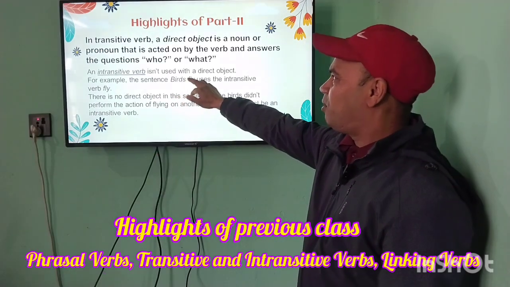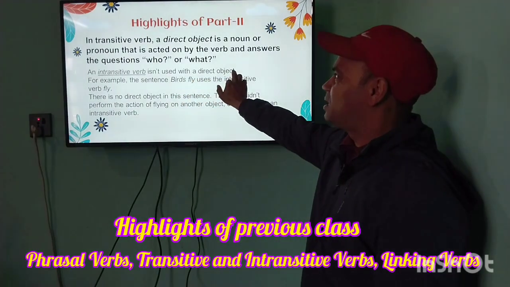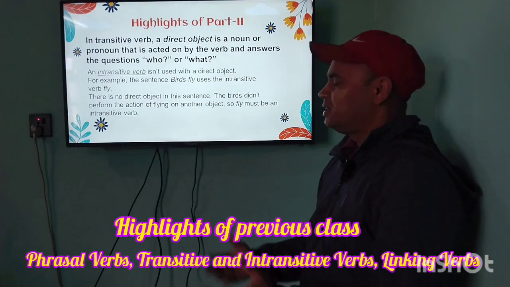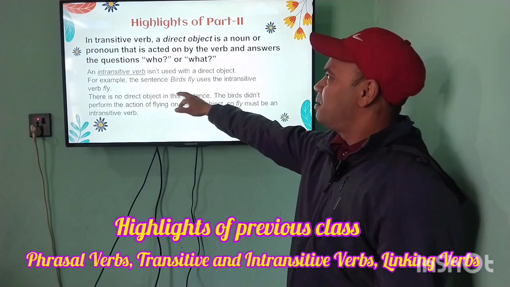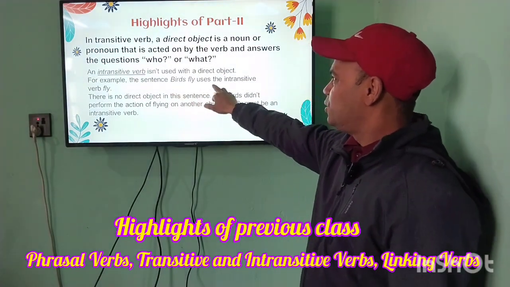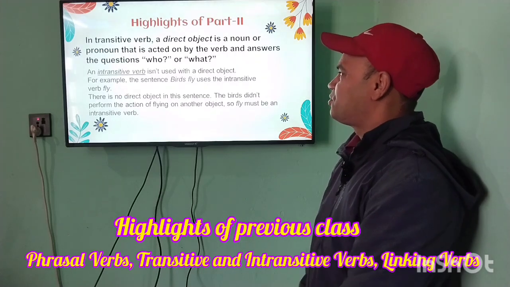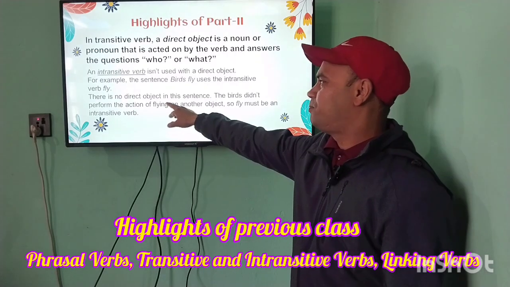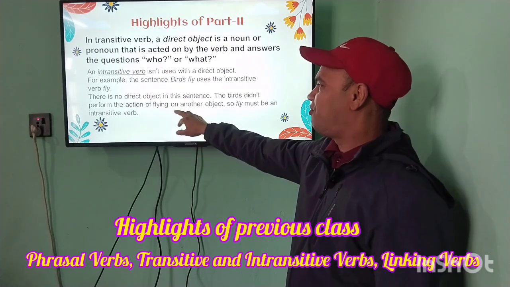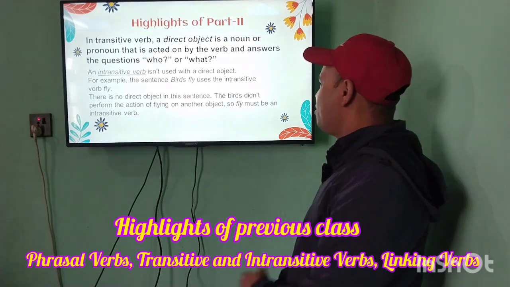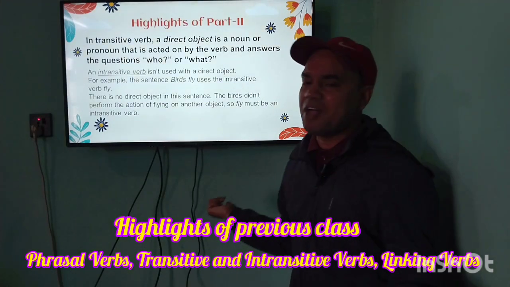And an intransitive verb isn't used with a direct object. If you talk about an intransitive verb, there is no direct object. For example, the sentence "birds fly" uses the intransitive verb fly. There is no direct object in the sentence. The birds didn't perform the action of flying on another object. So fly must be an intransitive verb.